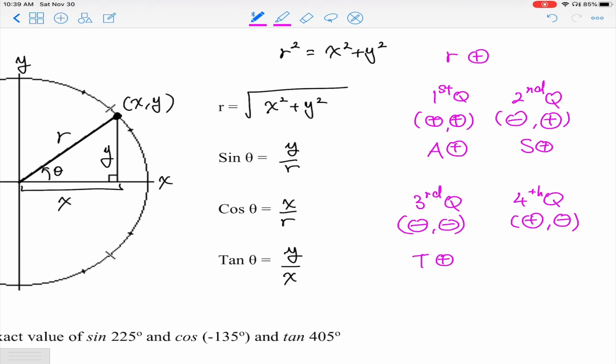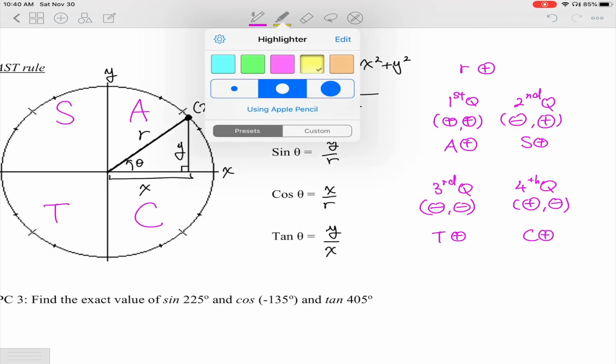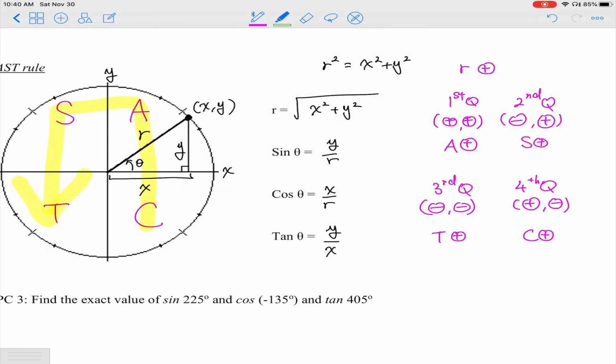Fourth quadrant, x is positive, y is negative. Therefore, anything that has only x will be positive, so the cosine is going to be positive. So what I'm going to do is put A, S, T, C. I just followed it, and hopefully you see it. It's the CAST rule in such a way. So be really careful with this, okay?